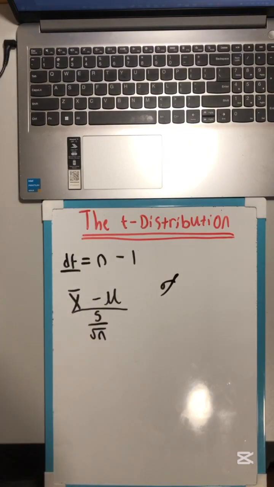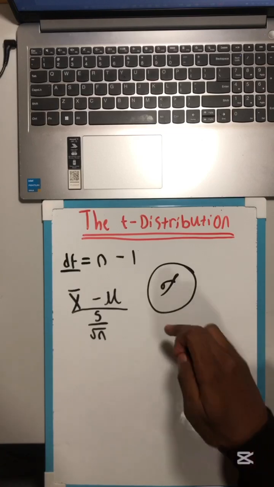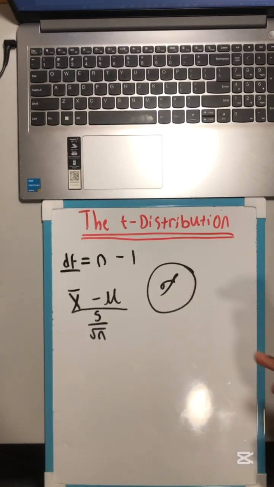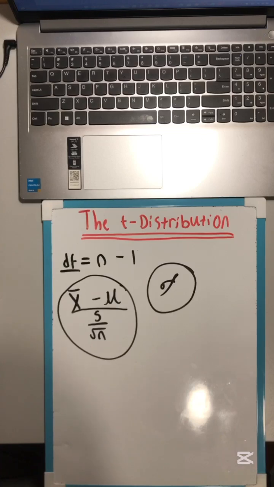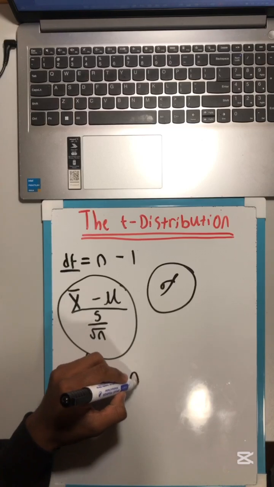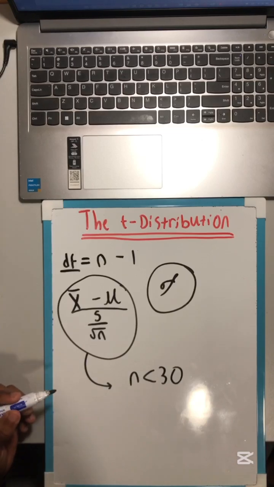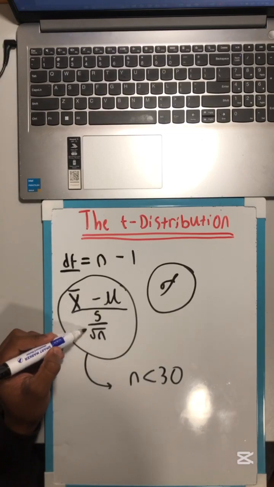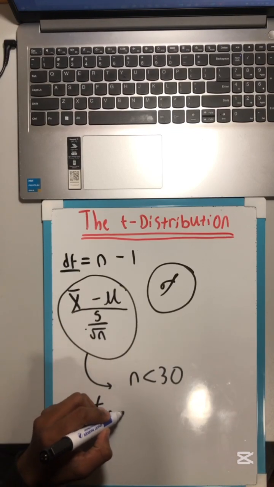We do this because sometimes we may not know the population standard deviation. If we do not know the population standard deviation and we have a very small sample size, we tend to look at a T distribution for inferences about the population. In other words, if n is less than 30, this follows a T distribution with n minus 1 degrees of freedom.